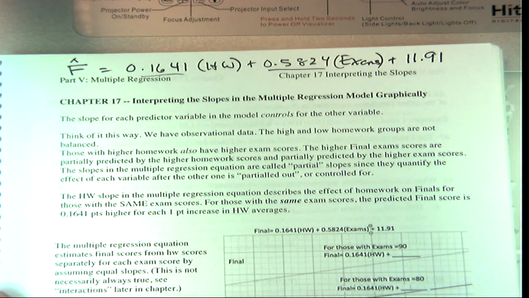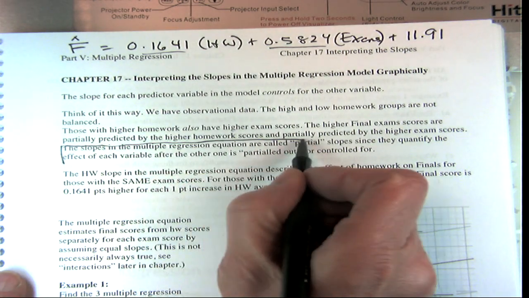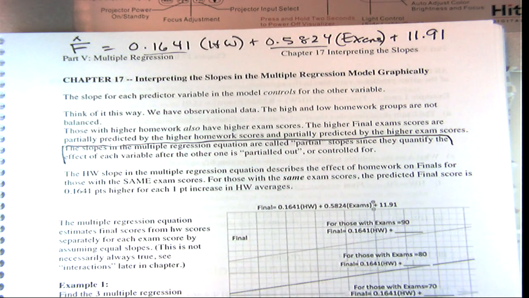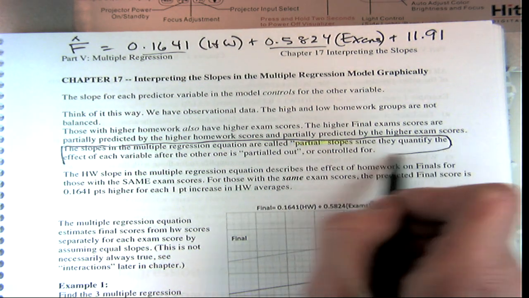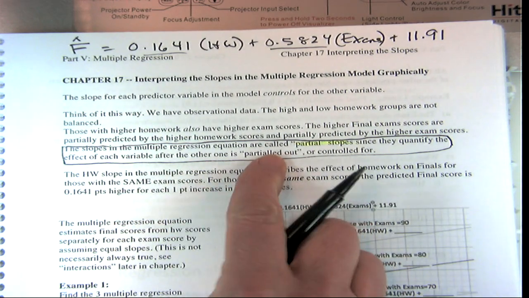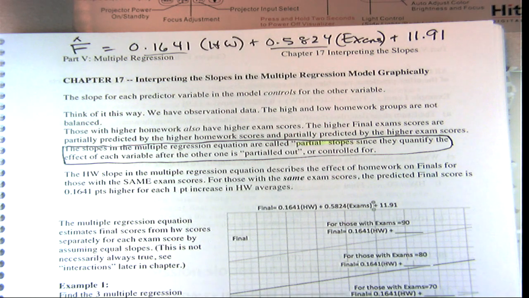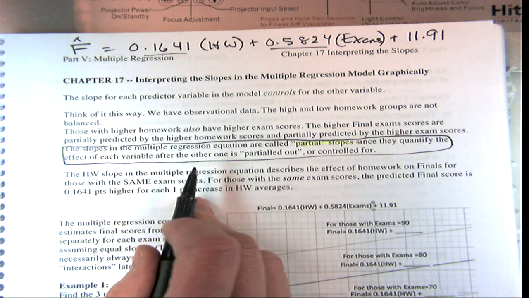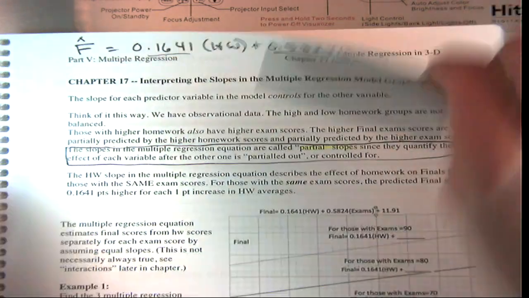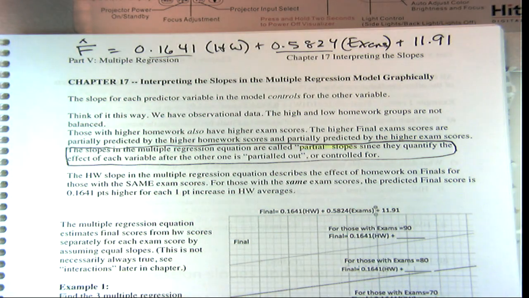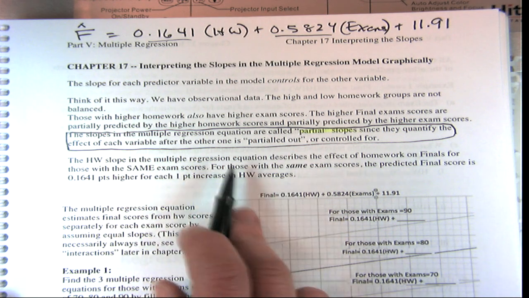So that's the idea. And we say that these slopes in the multiple regression equation are called partial slopes. We talked about that last time, and you did homework on that, since they quantify the effect of each variable after the other one is controlled for, partialed out. So after that one doesn't figure in anymore, how much extra information do we get from this variable after this one is accounted for, and vice versa. So it separates out those effects. That's what I said here.